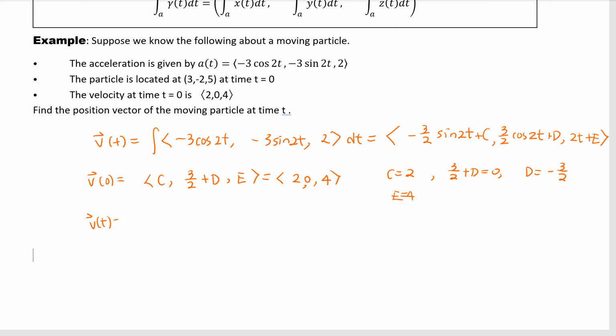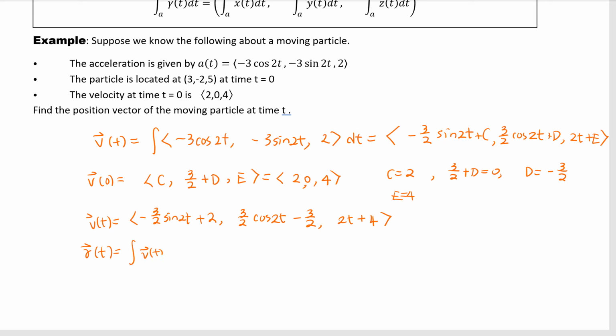So v of t equals -3/2 sine 2t plus 2, 3/2 cosine 2t minus 3/2, 2t plus 4. Okay, and then we're ready to find the displacement, which is the integral of the velocity, right?